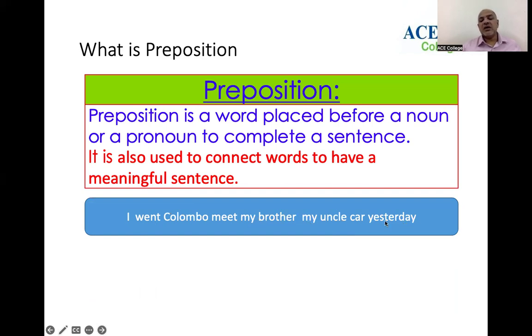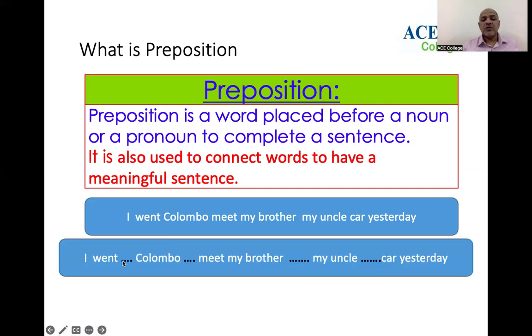When you look at this sentence, it looks like a sentence, but it is not completed. It is an incomplete sentence. So if you are going to complete it, you need certain prepositions. For example, I went where? You are going to connect the place to Colombo. So you have to put here "to Colombo."